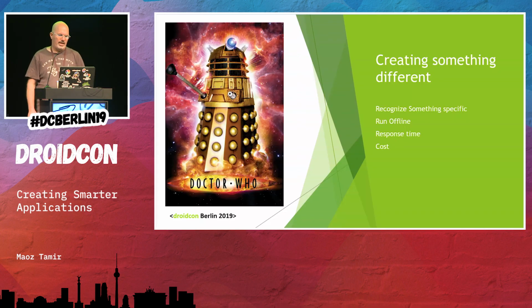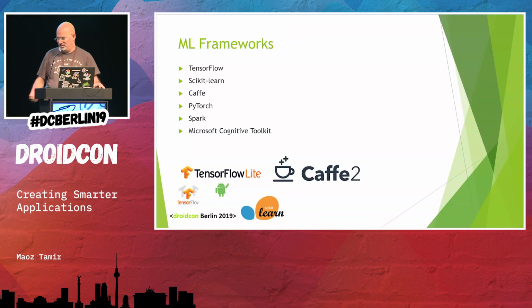Of course it has to be offline, and of course it has to have a good response time. I don't think Google ever tried to label Daleks in their database, so that's going to be an issue. So I need to create something very specific. Okay, so how do we approach that?